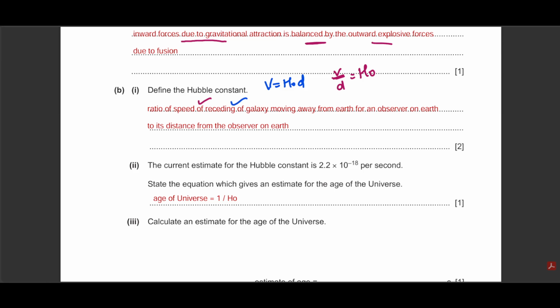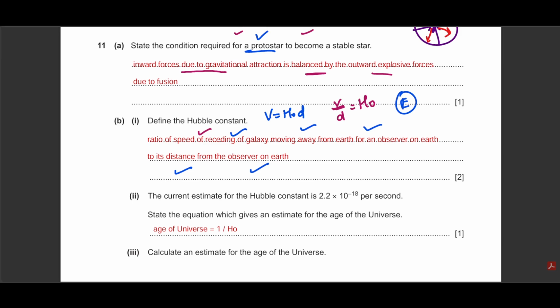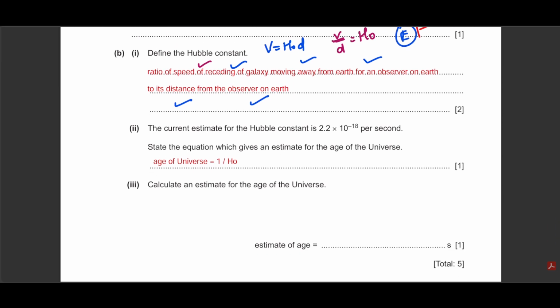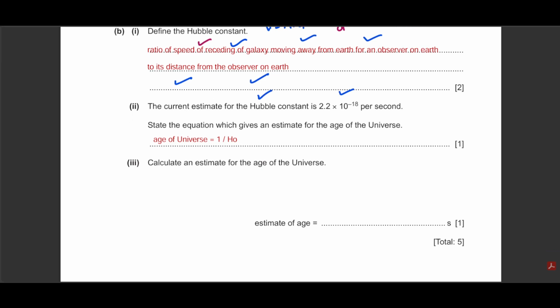So speed of receding galaxy moving away from the Earth divided by the distance of the observer from the Earth. So this is the Earth where you're standing right now, and this is the galaxy that you're observing through a telescope. The distance between the galaxy and you is the d, and by what speed is this galaxy moving away from you? That is Hubble's constant. The current estimate of the Hubble constant is 2.2 into 10 to the power minus 18.